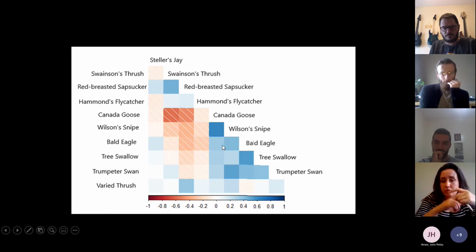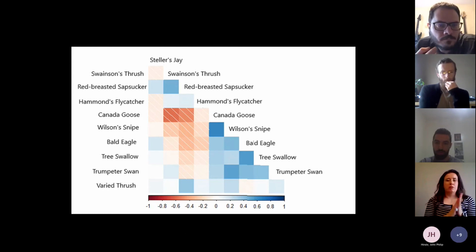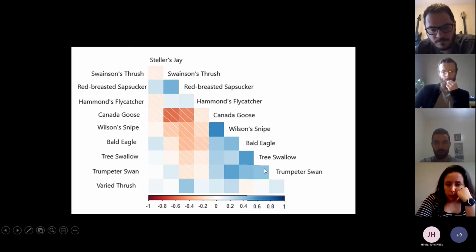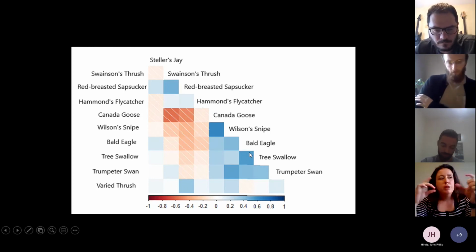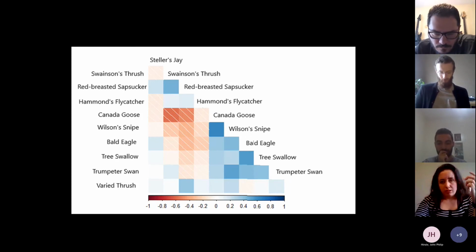It's got a positive correlation with Canada goose, Wilson's snipe, and the trumpeter swan. And these are the three species that also live on the coastline. These are the other water birds. So we thought that maybe that might be a reason for the positive correlation, that maybe their abundances might be dependent on similar factors. It's also got a positive correlation with the tree swallow. And a tree swallow can be found all over Alaska. They live on the coast and inland, so this could be something.